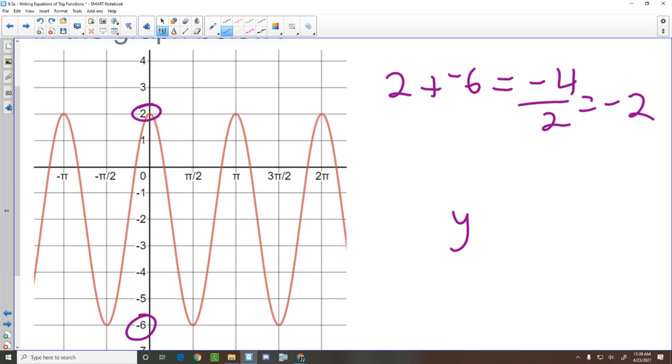Not just -2, but make sure you put y equals -2 because it is a line. So the midline is located at y equals -2. So usually you can just kind of visualize it, but if not, just add up the top and the bottom and divide by 2, and that will be exactly what your midline is. Just an average of the crest and the trough.